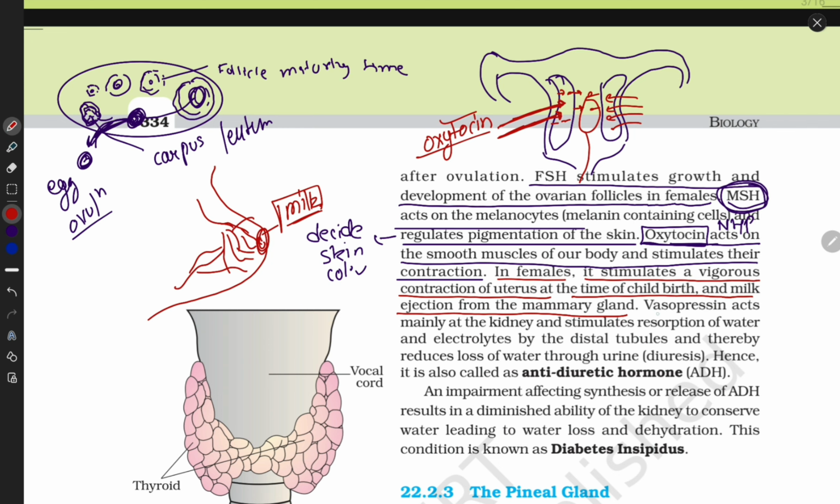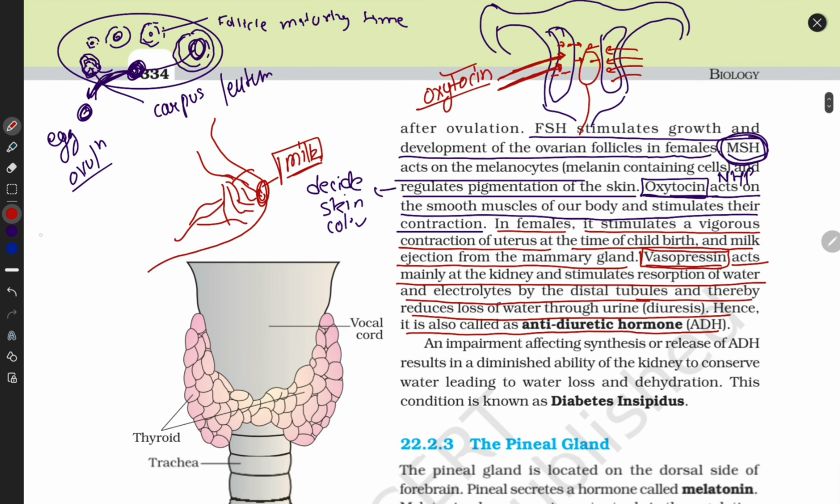Now it's time for vasopressin. This is another neurohypophysis hormone. It acts mainly at the kidney and stimulates reabsorption of water and electrolytes by the distal tubule, and reduces loss of water through urine. Hence it is called an antidiuretic hormone.